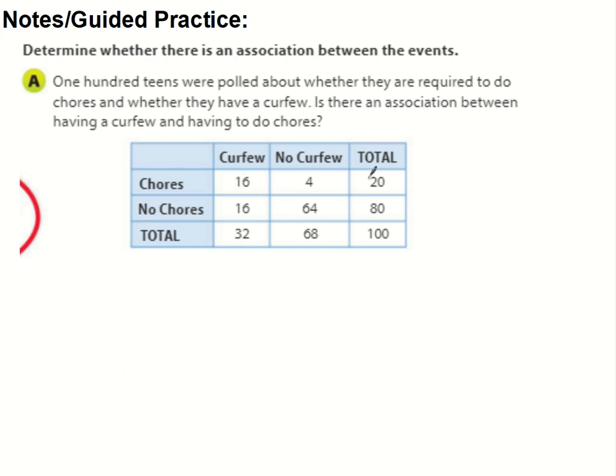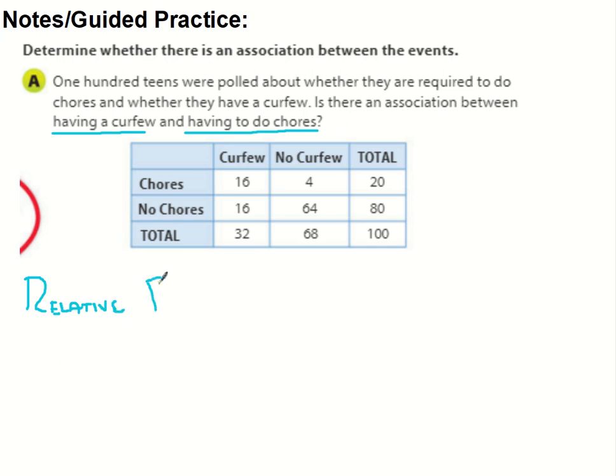Okay, and that would be the 16 plus 4 equals, if I add these together, if 16 have chores, 4 have chores, and these are the ones that have a curfew and don't, the total, when I add those together, should be 20. And that goes the other way too. So 16 have a curfew, another 16 have a curfew, so a total of 32 have a curfew, but 16 have chores, 16 don't. So then these add them up, gives me this bottom, and so on and so forth. So we want to determine if there's an association between having a curfew and having to do chores. To do this, we need to find the relative frequency.